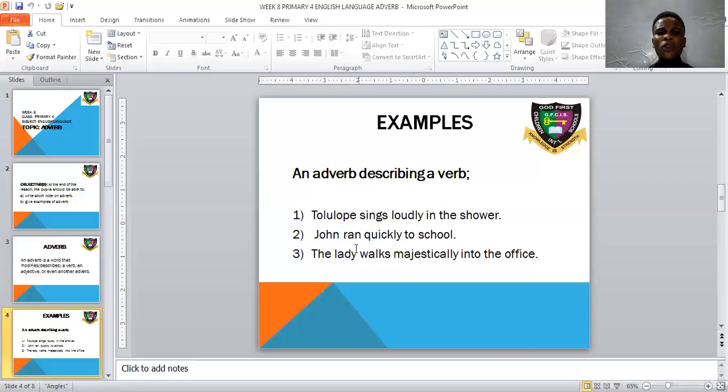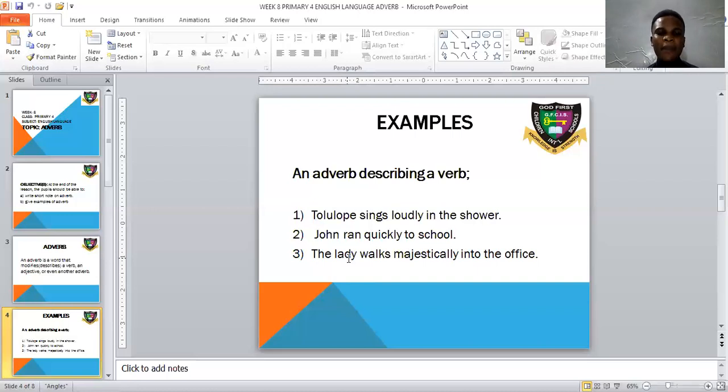Good. Now the third one says the lady walks majestically into the office. Now, can one of you tell me what the verb is in that sentence? The verb in that sentence is what? Is walk. When you walk, it is a verb. It is an action word. You walk.